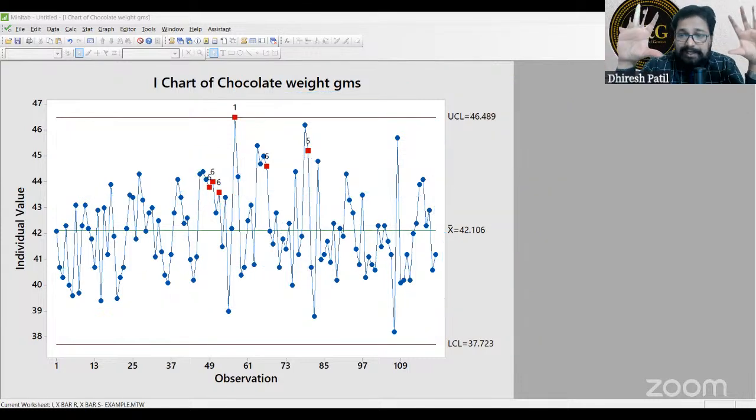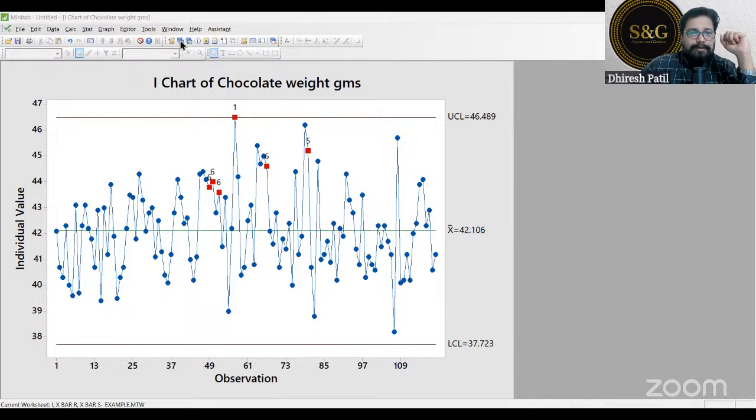So for every control chart, I would highly recommend that you click on the test and activate it to get the maximum benefit of the control chart. Now let's come to the second type of control chart, which is X bar R or X bar S. When do we use the X bar R and X bar S control chart?